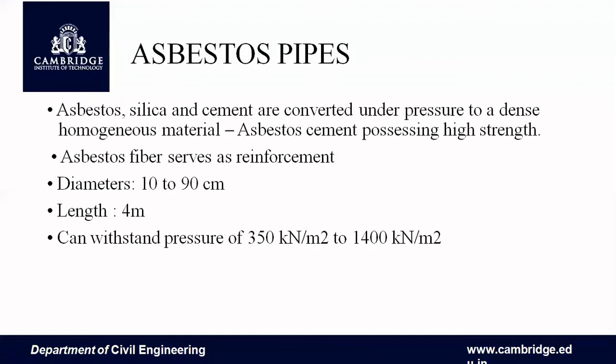The advantages: it is easy to transport, it is light in weight, and to assemble these asbestos pipes we do not require any skilled labor. It is highly corrosion resistant, and expansion joints are not required for this type of pipe. The disadvantages are that it is a bit costly, it is not too strong, it is very brittle in nature, and it cannot be used for high pressure. Also, during transportation or whenever excavation tools are used, these pipes are liable to get damaged.